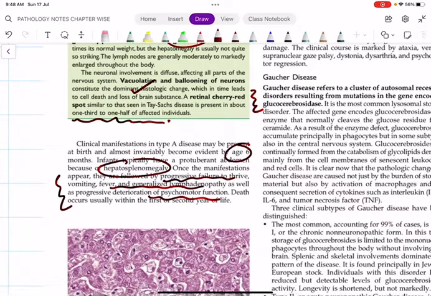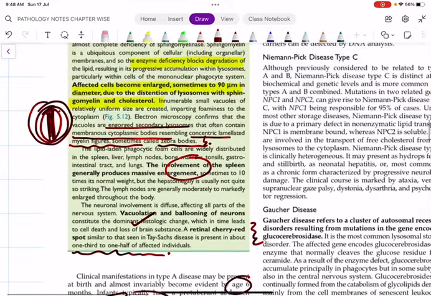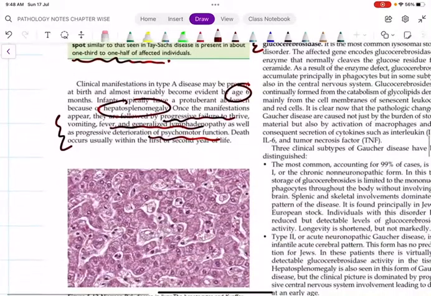Niemann-Pick disease: enzyme deficiency sphingomyelinase, chromosome number 11, autosomal recessive, genomic imprinting has a major role, ballooning and vacuolation of the neuron, retinal cherry red spot in macula, severe hepatosplenomegaly, zebra bodies, sphingomyelinase enzyme deficiency. So these are the important points you have to remember.